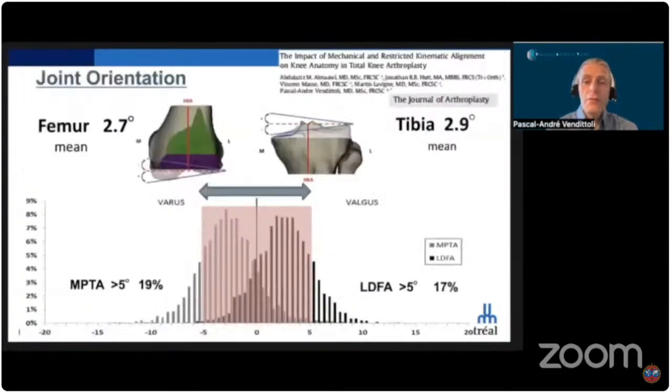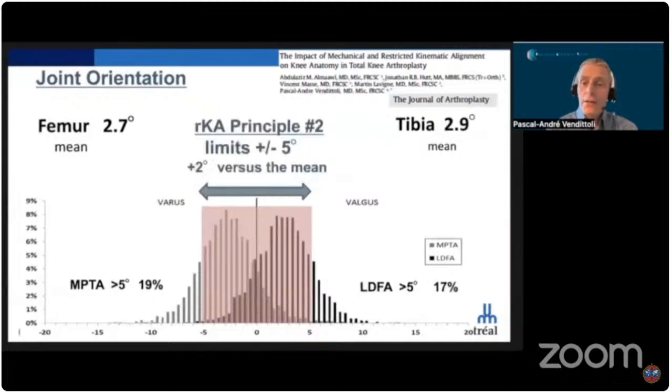If we look at the patient anatomy in more detail, we observe that the mean distal femoral angle and the mean proximal tibial angle are approximately 3 degrees. There were also around 20% of the patients with anatomy above 5 degrees. As a second RK principle, I suggested to limit the tibia and femur joint orientation to 5 degrees. This limit corresponds to the mean value ±2 degrees, as you can see on this graph.